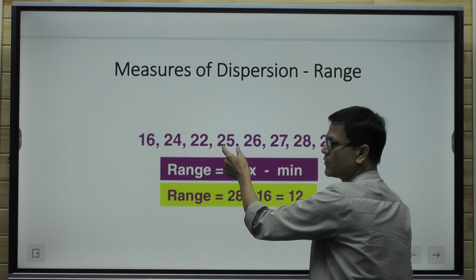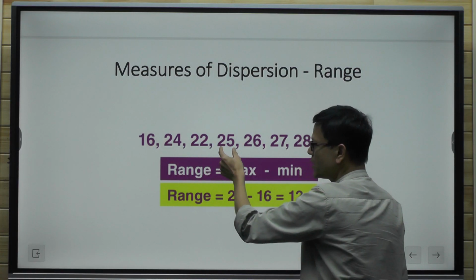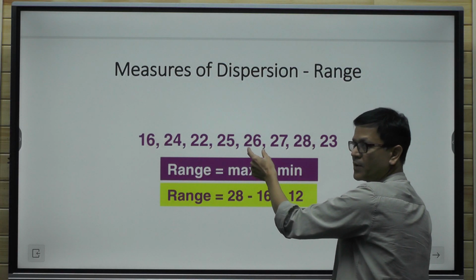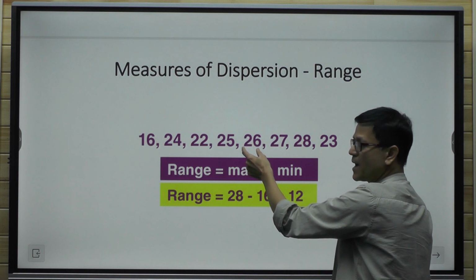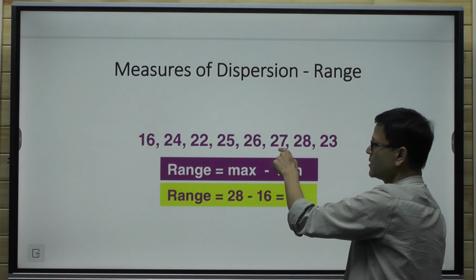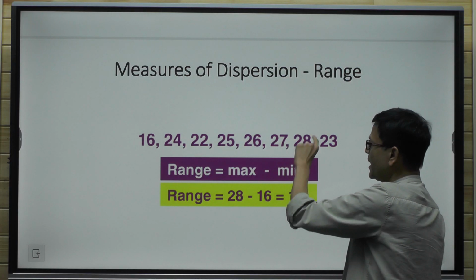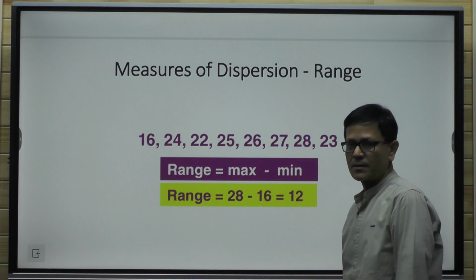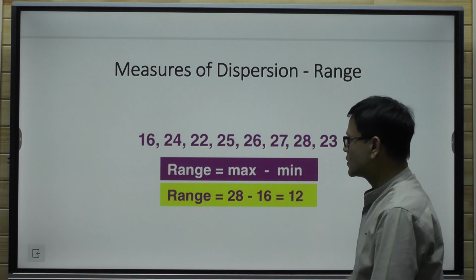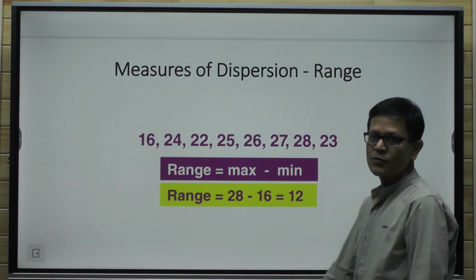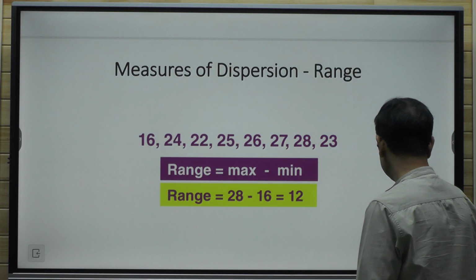Come to 24, 24 is lesser than 25, so max becomes 25. From 25, we compare to 26, so now max becomes 26 because 25 is less, then 27, then 28 similarly, and finally you have 28 as the maximum number, the biggest number. So you subtract 28 minus 16, the result is 12. So that is the range.